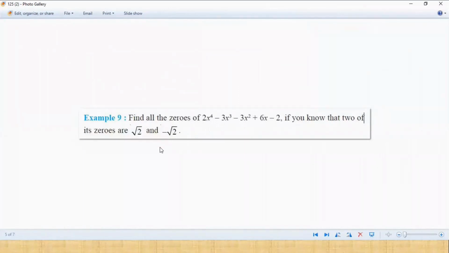Maximum how many zeros are possible for a fourth degree polynomial? 4. And our question is find all the zeros. All the zeros mean there can be two more zeros. Two zeros are directly given, there can be two more zeros, so we want to find them. Okay, so we will do this question.